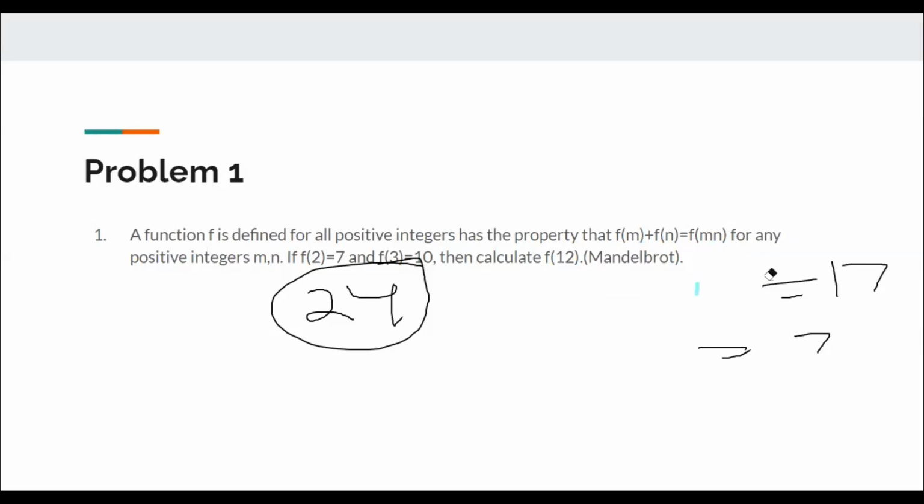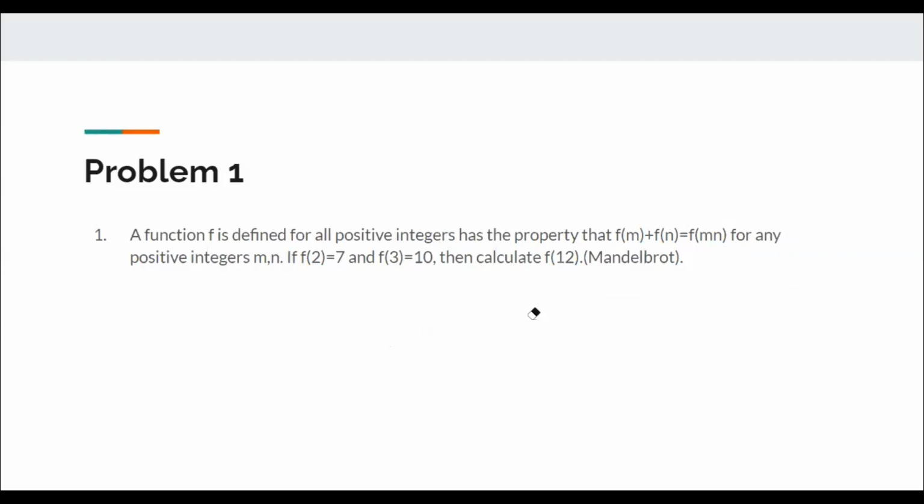That was a pretty straightforward Mandelbrot problem. You just have to identify what you're going to do, like what two numbers you're going to multiply to get to 12. That's basically all it was.